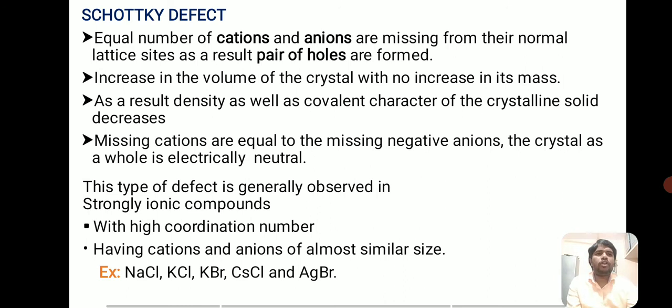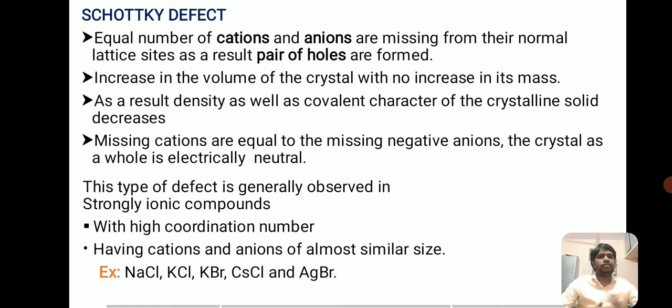Coming to the Schottky defect. What is this Schottky defect? When an equal number of cations and anions are missing from their normal lattice sites, the formation of a pair of holes takes place. It is what is called Schottky defect. In this Schottky defect, an increase in the volume of the crystal takes place with no increase in its mass.